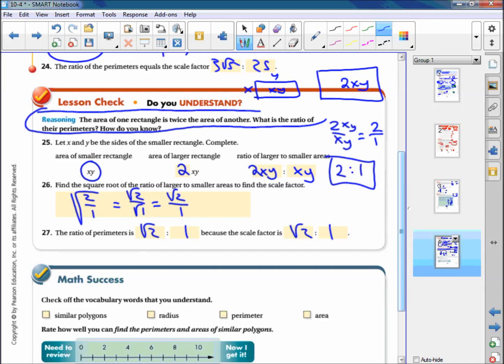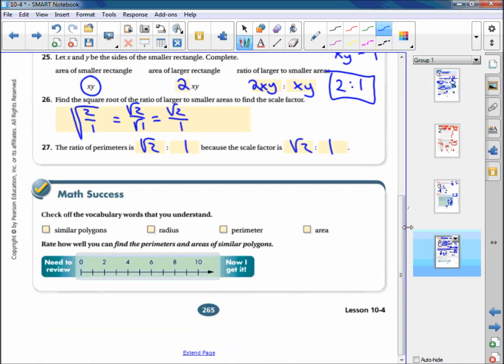All right, so check off the vocabulary for what you understand here. We have similar polygons. We've been working on those for quite a while. We have the radius of a polygon, which remember, for a regular polygon, the radius is from the center to a vertex. Same with any polygon, whether it's regular or not. And then we have perimeter, the distance around the shape. And we have area, how many squares fit inside the shape.